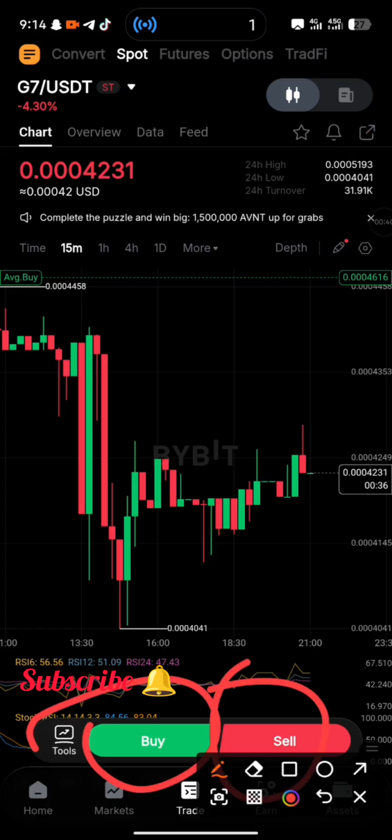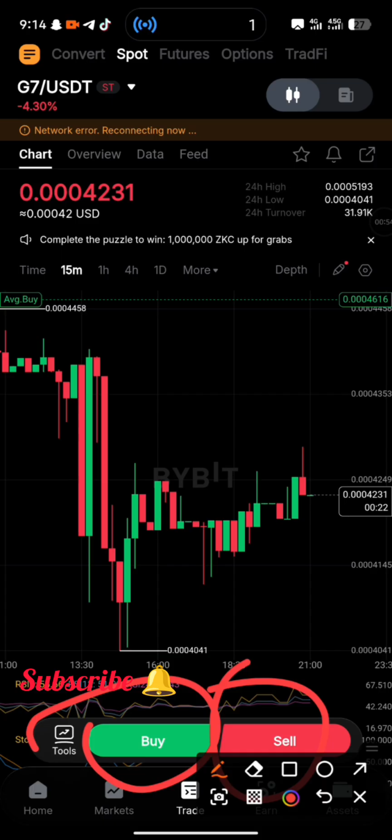These two are very important, most especially for crypto beginners. So without waste of time, let's dive in to see how exactly it works.